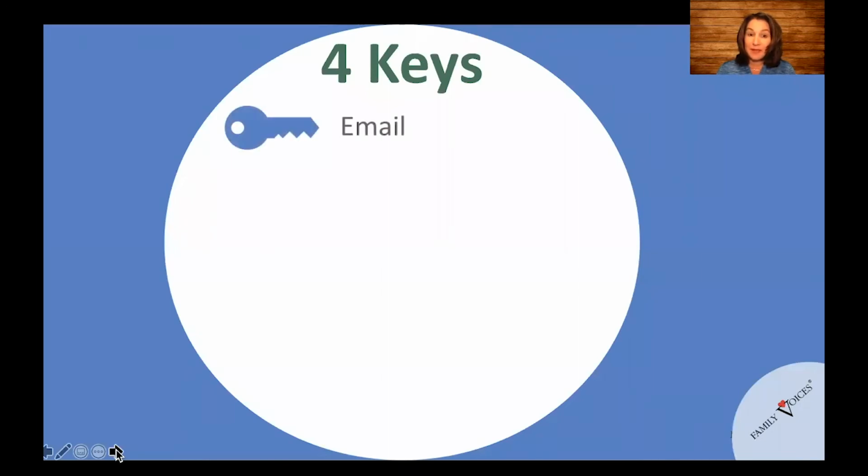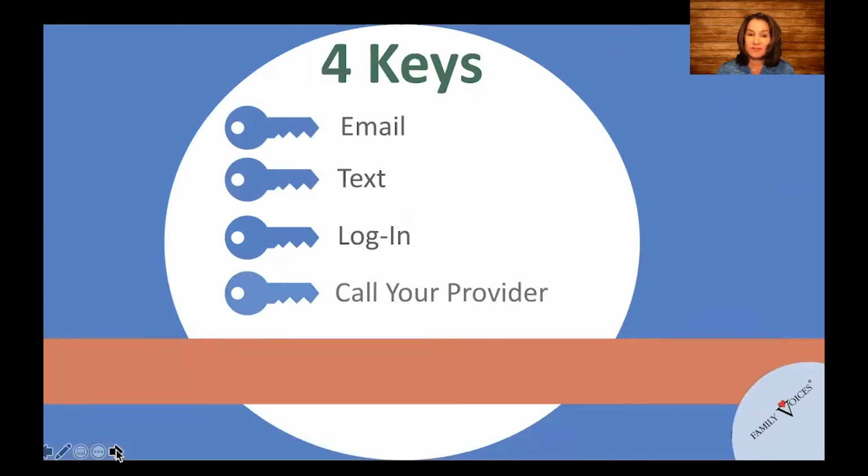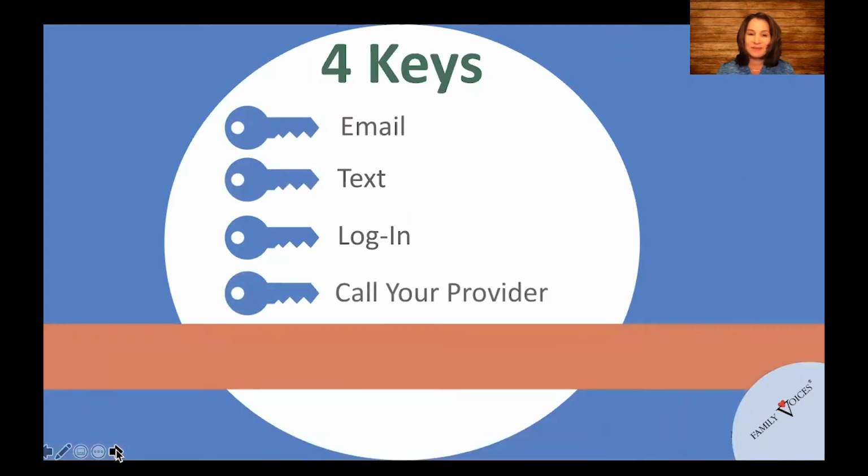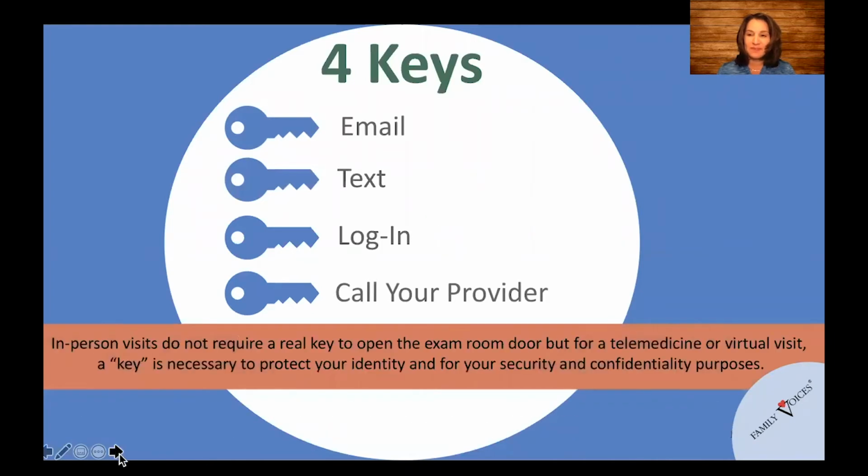One might be an email. You may receive an email from your provider that will help you open that virtual door. The second one is a text. Your provider might send you a text that can help you open that virtual exam room door. The third might be something that you have to log into, like a portal or go onto a platform with a login. And this is the third key that might be needed to open that virtual exam room door. And the fourth key, last but not least, you may need to call your provider if you're having difficulties opening that virtual exam room door.